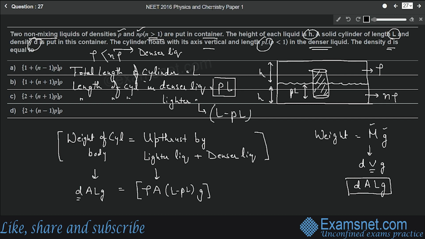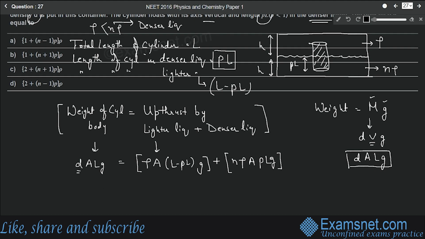That means the weight of the lighter liquid that is displaced plus the upthrust by denser liquid. So here we'll put the values for denser liquid. What is the density of the denser liquid? It is N rho. Then area of cross section will remain same. Now length of the cylinder that is present in the denser liquid is different. This is PL only. PL and then g. Got it? So till here it must be crystal clear to you. Now let's solve this.